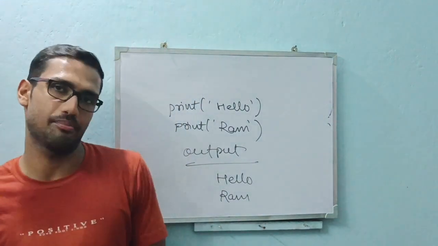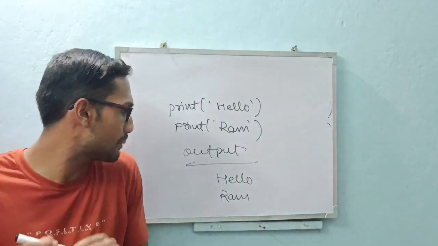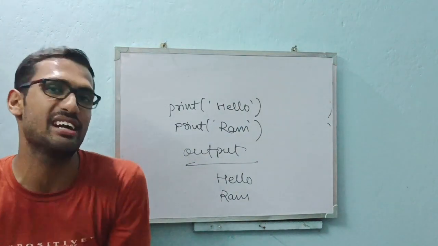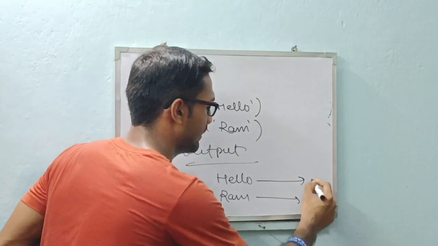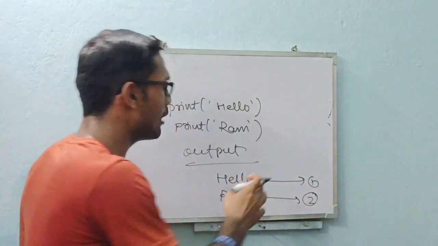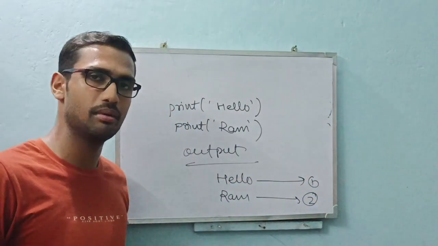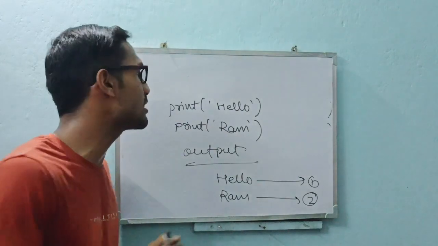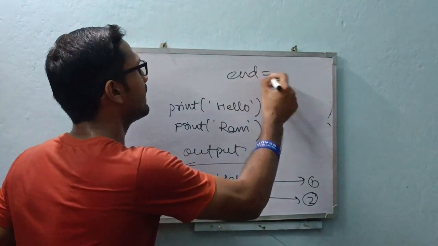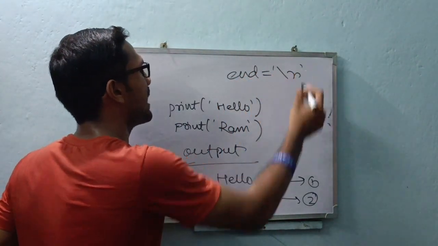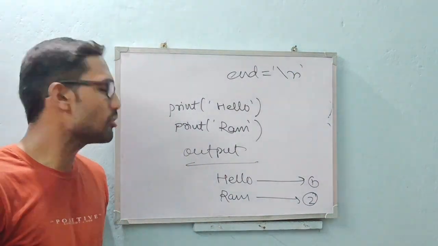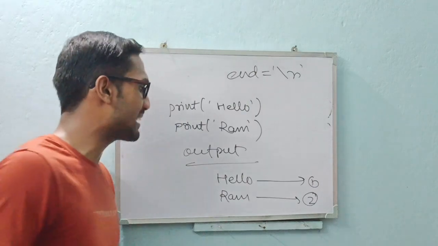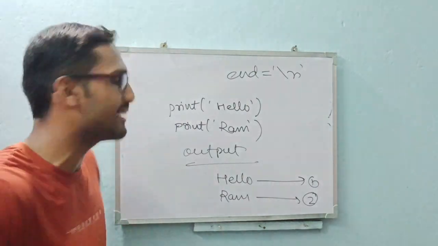Now the question is why? Why is the output coming like this, hello Ram, in two different lines? Hello is in the first line, Ram is in the second line. But why? It is just because of this end keyword argument, whose default value is \n. So what is this \n, the new line character?